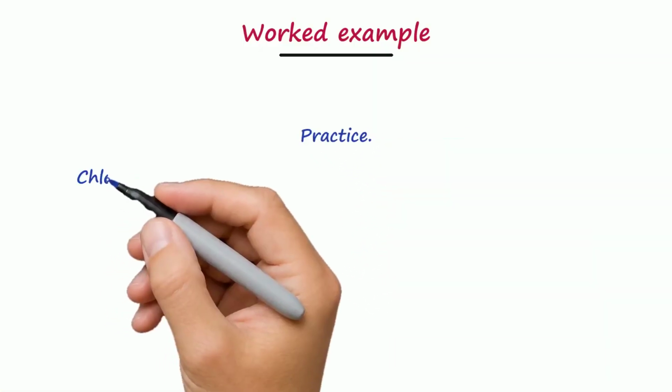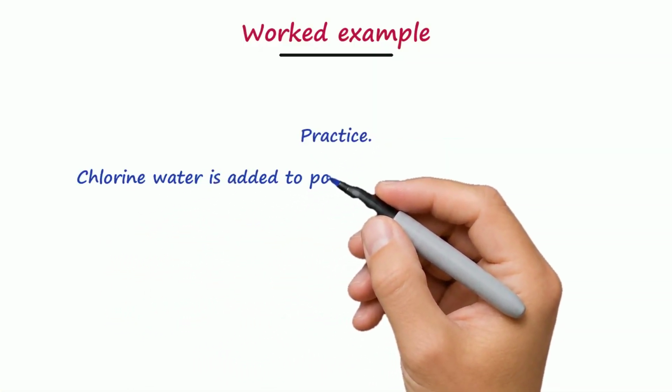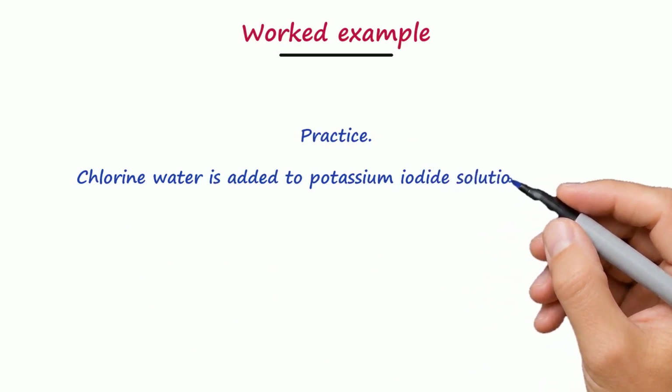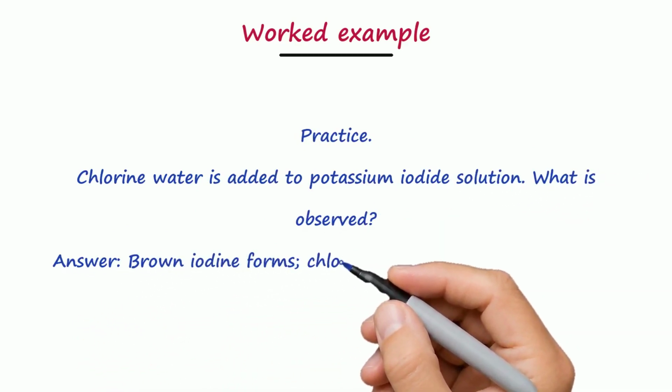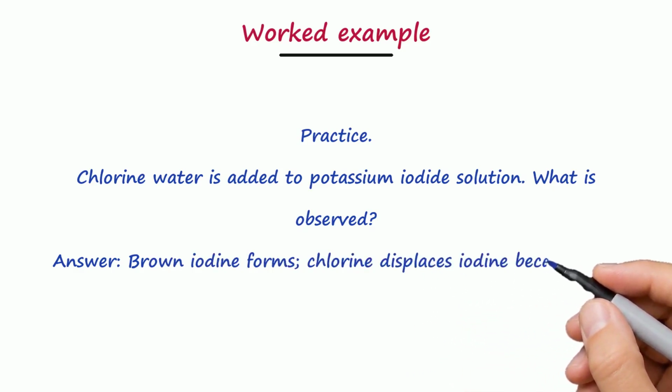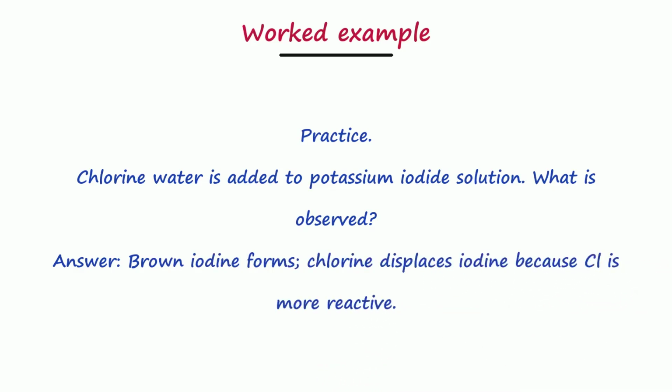Practice. Chlorine water is added to potassium iodide solution. What is observed? Answer: brown iodine forms. Chlorine displaces iodine because Cl is more reactive.